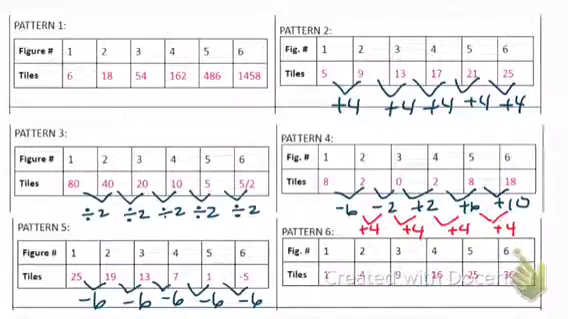Good. And Israel, walk me through number 6. What's happening to number 6? Okay, can you tell me what the difference between 1 and 4 is? 3? Okay. And we're adding 3, right? 1 plus 3 would give me 4. Okay, what about 4 and 9? What's happening between 4 and 9? Plus 5? Good.